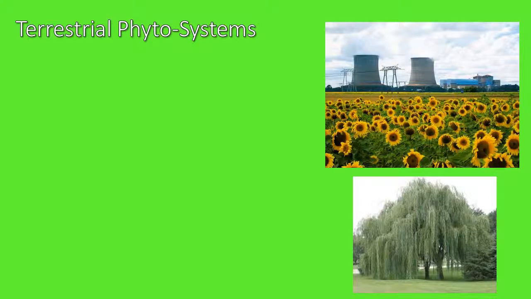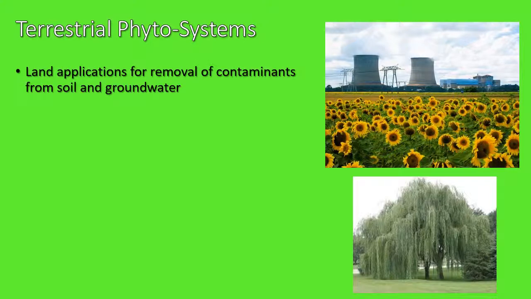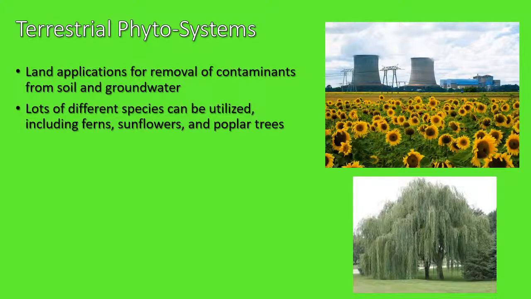Okay, so in this lecture, we're going to talk about terrestrial phytosystems. These are systems where we use above ground land plants that are going to basically clean up either the soil or the groundwater beneath the soil. So this is land applications for removal of contaminants from soil and groundwater.